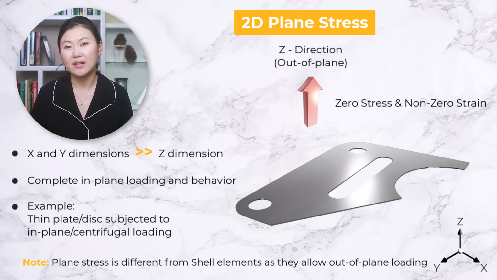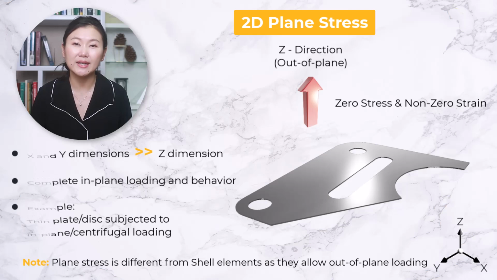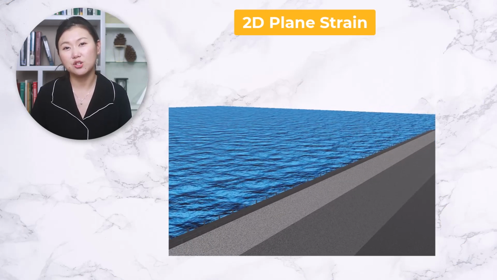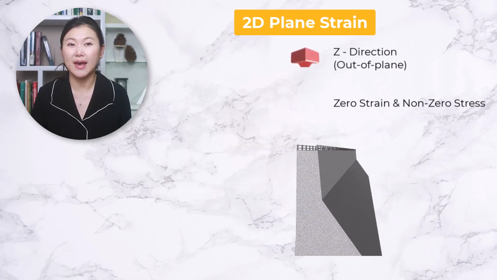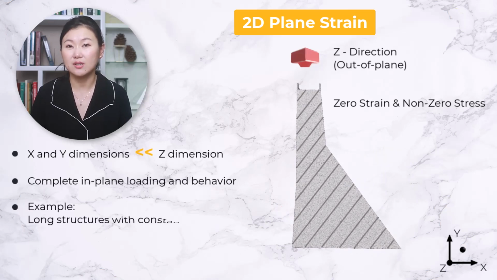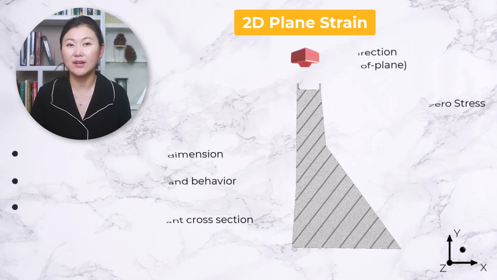It is worth noting that plane stress is different from shear elements covered in a separate lesson, as shear elements allow for out-of-plane loading and deformation, while plane stress elements are used when loading and deformation are completely in plane. For 2D plane strain analysis, we assume zero strain but non-zero stress in the z direction. It is used for structures where the z dimension is much larger than the x and y dimensions. For example, for long structures with a constant cross-section, such as a reservoir dam, 2D plane strain analysis provides a suitable and effective representation.